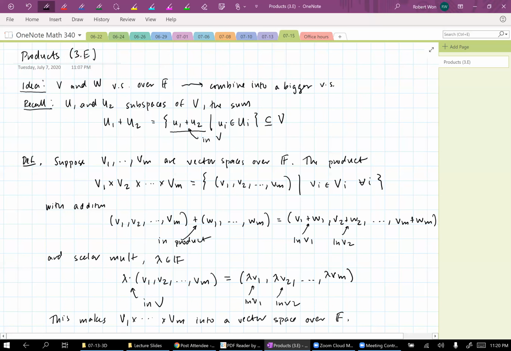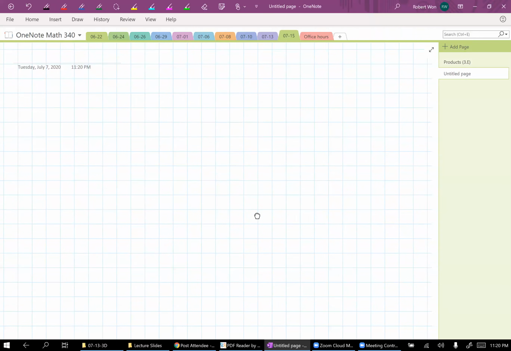Okay, so in other words, addition is commutative, associative, and scalar multiplication has all the properties that we discussed on the first day of class. This is basically the most straightforward way to put two or more vector spaces together. Right? All you do is you just write the elements next to one another. So, concrete example.